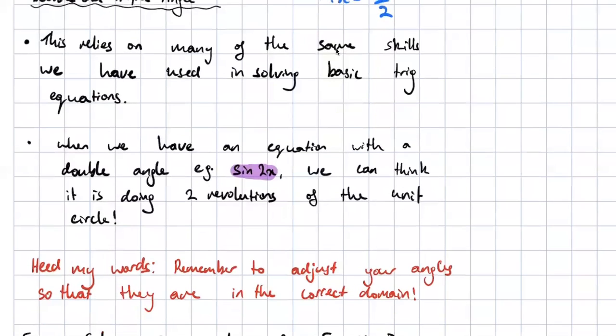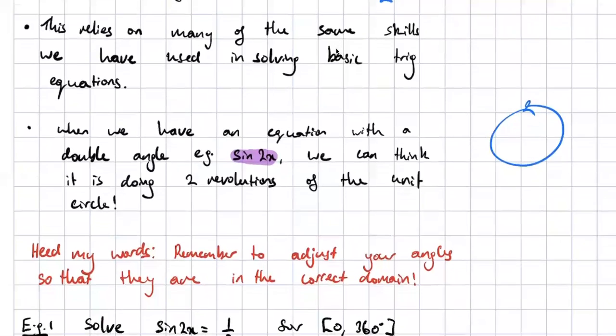However, when we have an equation with a double angle, such as the sine 2x, we can think of it as doing two revolutions around the circle. So instead of solving for just one revolution, which is 0 to 360 degrees, we're going to search around our circle again and collect an extra set of results. Now, if we do sine 3x, we're going to go around 3 times. That's essentially what's happening. I'm going to explain a little bit as to why that happens, and it has to do with the domain of your equation that you're talking about.